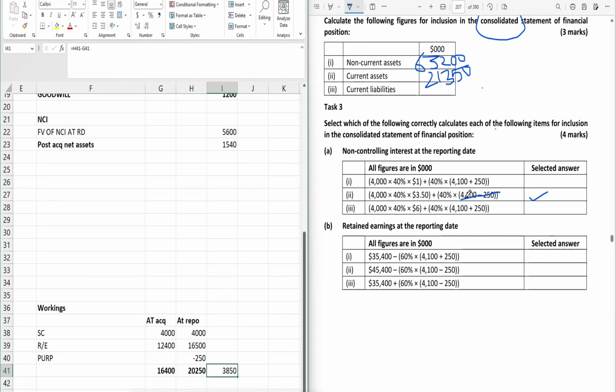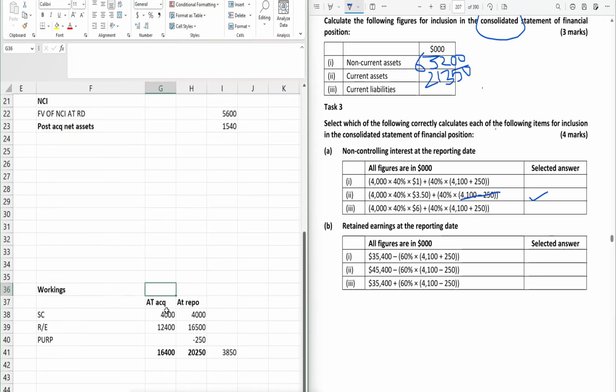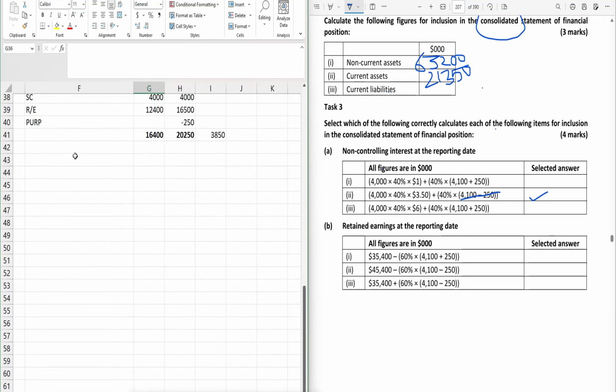Now, retained earnings at the reporting date. This is working 5, where we calculate group retained earnings. That's why I have said that you must be familiar with the 5 workings. The first one is the calculation of the group structure and the consideration paid. Second is the net asset calculation. Third is your goodwill calculation. Fourth is the NCI calculation. And last is retained earnings. And the question has tested every part here.